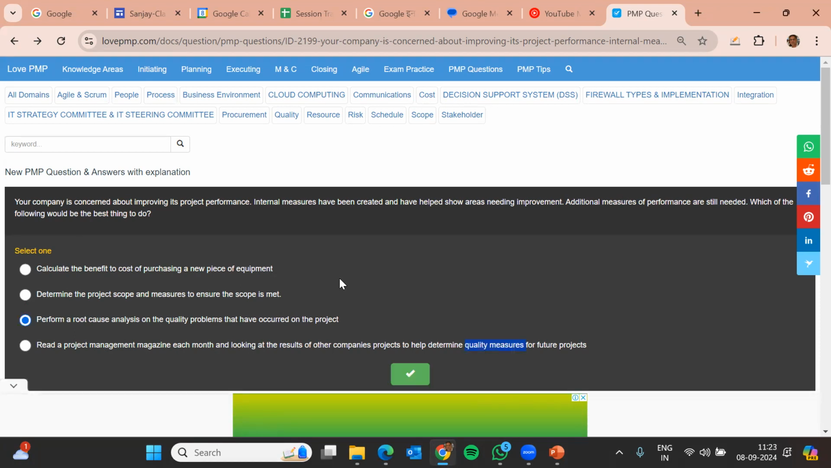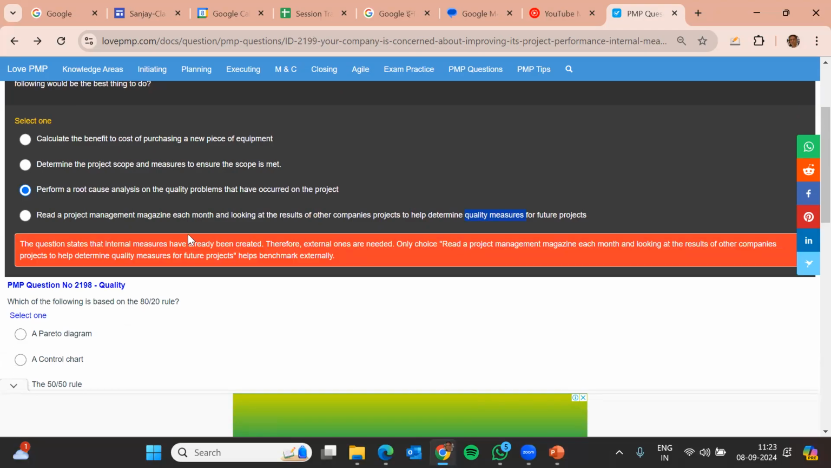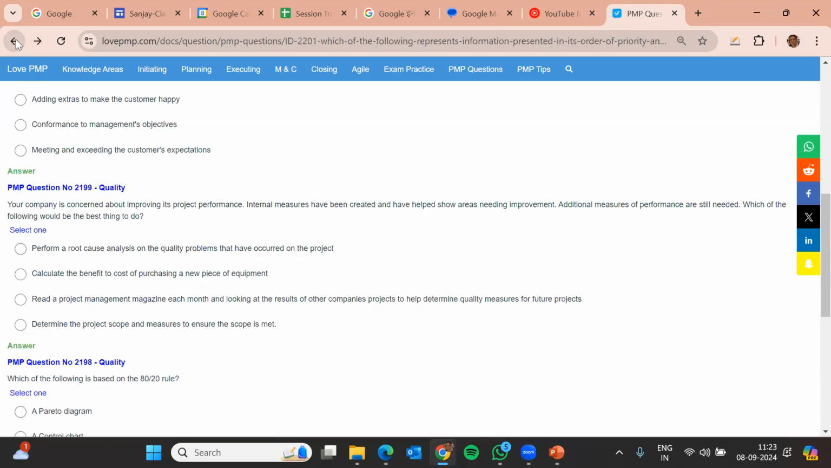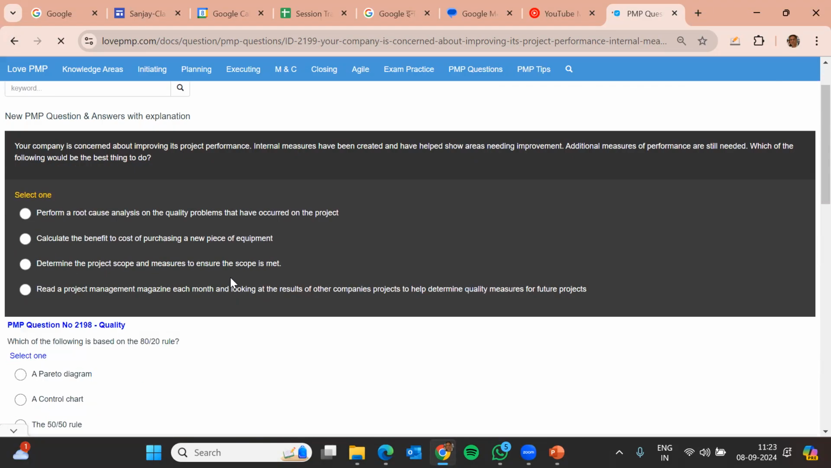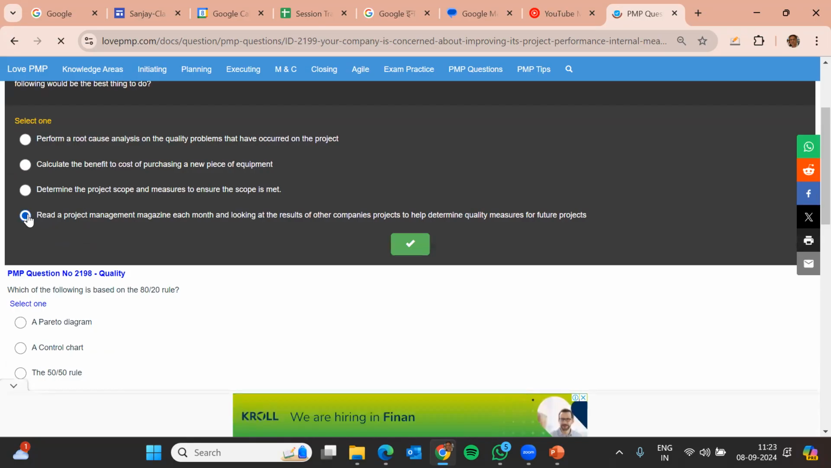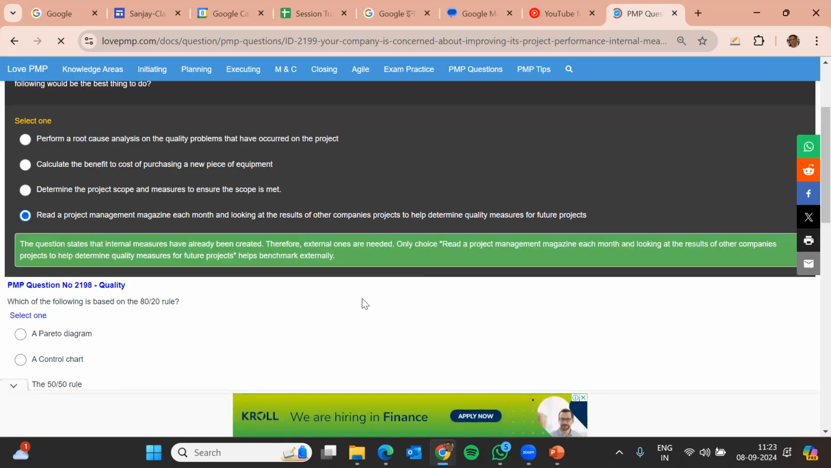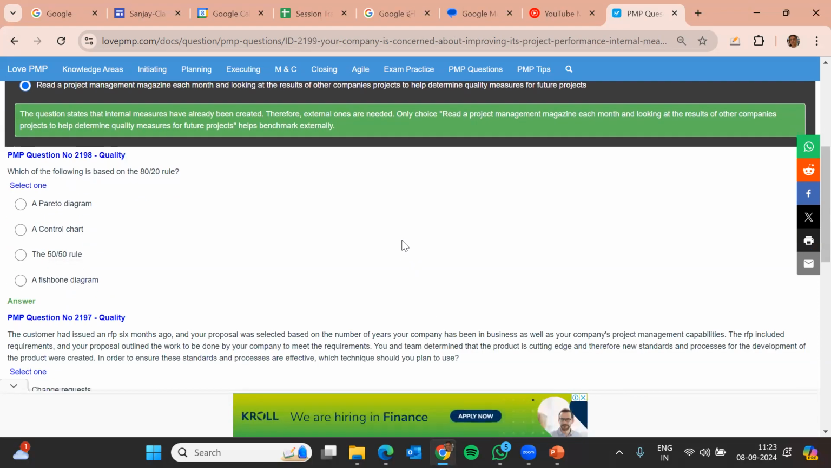Anyway, we'll try with this and this, and then check. No, that was wrong. I was thinking these people sometimes go ahead and map it on the basis of that thing. Yeah, the question states internal measures have been created, therefore external is needed to be the choice. Internal is all done, so what will you do? Now go and do benchmarking is what he is trying to see. So sometimes questions are a little tricky. It's a bit of a googly ball, but don't worry, it's not that difficult.